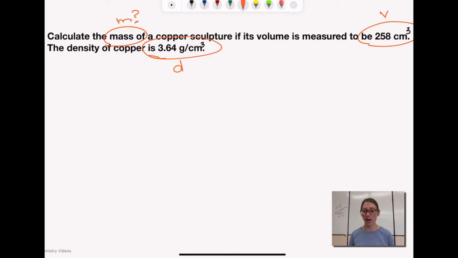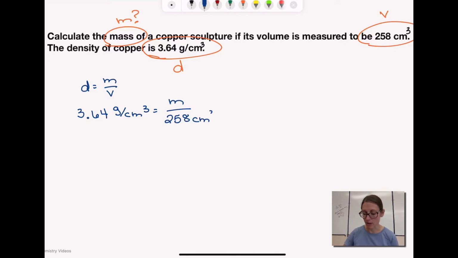So as you look at this problem, you know which equation you're going to use because it is asking you to calculate the mass and you know the density. So your equation is D equals M over V. And we're going to plug the numbers that we have into this equation. So I know the density is 3.64 grams per cubic centimeter. Don't know the mass, that's the variable. And then the volume is 258 cubic centimeters.